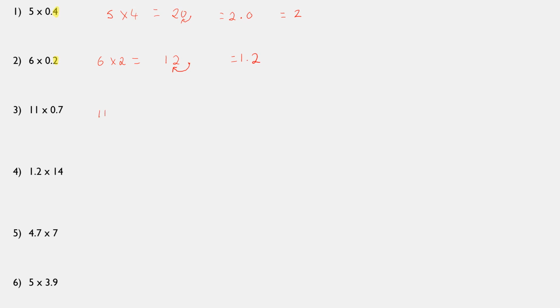Next one, we're going to do 11 times 7, which will give us 77. Count your decimal places, which is just 1. Move your decimal point once. That's going to give you 7.7.